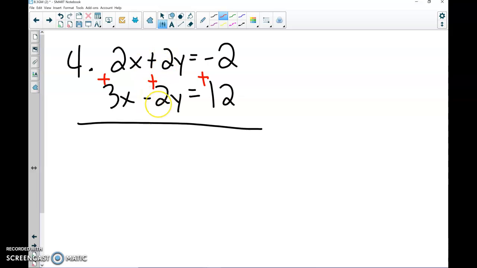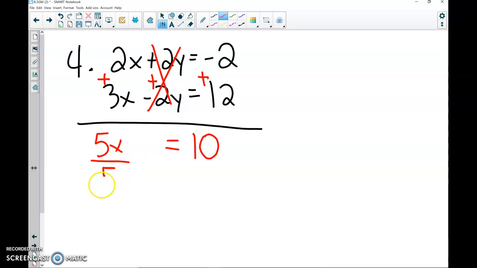But I think it's just easier to kind of do the math and say, oh okay, 2 plus a negative 2 is 0. 2 minus a negative 2 isn't 0, so that's not going to eliminate. So we're going to do 2x plus 3x is 5x. 2y plus a negative 2y eliminates. That gets to be 0. And then negative 2 plus 12 is 10.